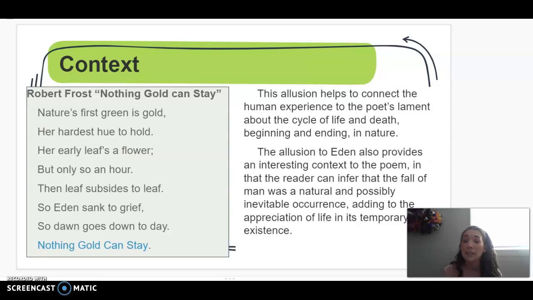The allusion to Eden also provides an interesting context to the poem, in that the reader can infer that the fall of man was a natural and possibly inevitable occurrence, adding to the appreciation of life in its temporary existence. So as far as context, we gain a better understanding as to the deeper meaning of what the author is trying to get across because of these allusions.